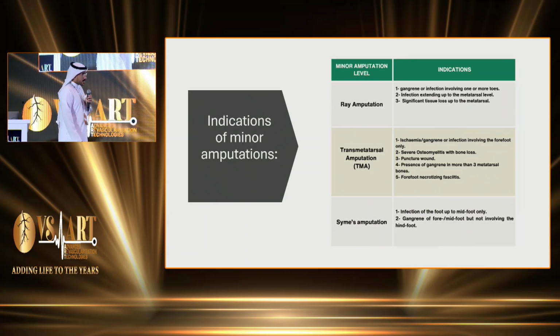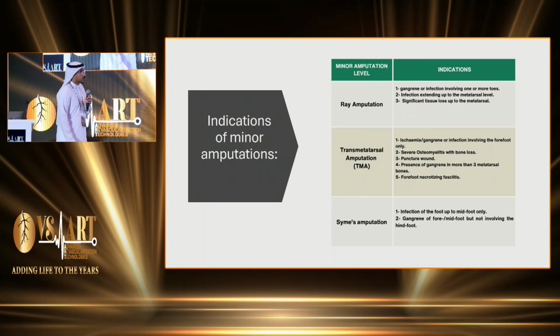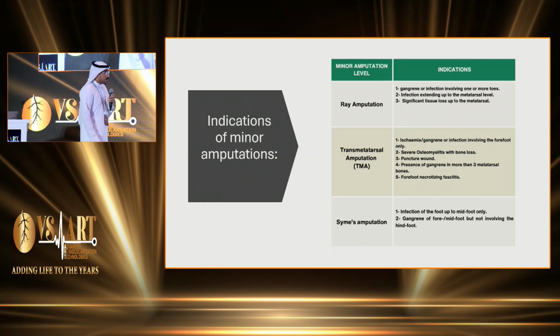So regarding ray amputation, it can be partial. There is ray amputation if gangrene or infection involves one or more toes, infection extends up to the metatarsal level, or there is significant tissue loss. TMA is indicated if we have involvement of the forefoot with infection, ischemia, or a puncture wound leading to severe infection, or presence of gangrene of three metatarsals, to preserve the biomechanics.